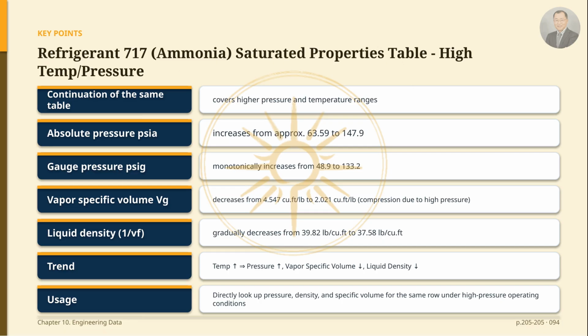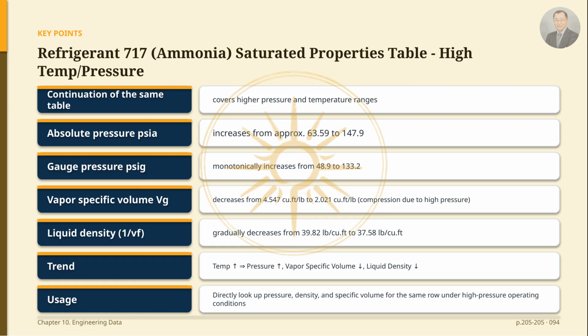Following the low temperature section, I would like to introduce the high temperature and high pressure section of the same refrigerant 717 properties table. This part is a continuation of the table, covering higher temperature and pressure regions. Absolute pressure starts at approximately 63.59 psi and rises to 147.9 psi, while gauge pressure increases monotonically from 48.9 to 133.2 psig. Vapor specific volume VG decreases from 4.547 ft^3/lb to 2.021 ft^3/lb, because as pressure increases, the vapor is compressed and the volume occupied by a unit mass becomes smaller.